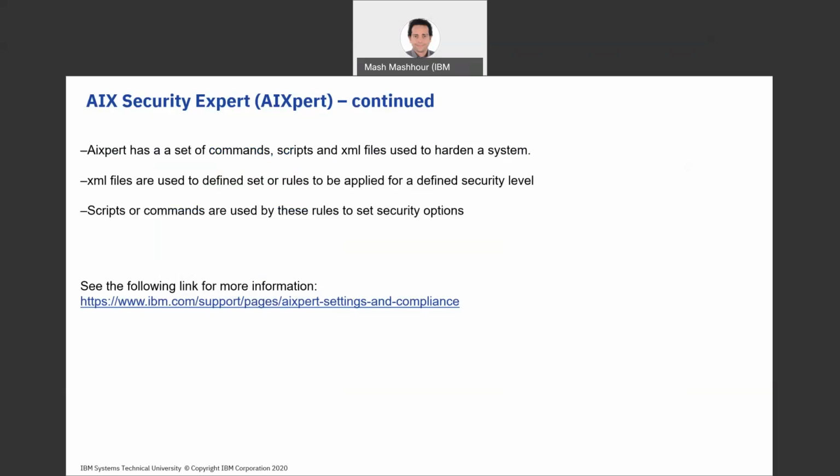The XML files are used to define a set of rules, the rules that define your security level, like low, medium, high. Scripts or commands are used by these rules to set the security options. You can see more details in the following tech notes for settings of AIX Expert, and for putting in place a compliance and generating a compliance report.